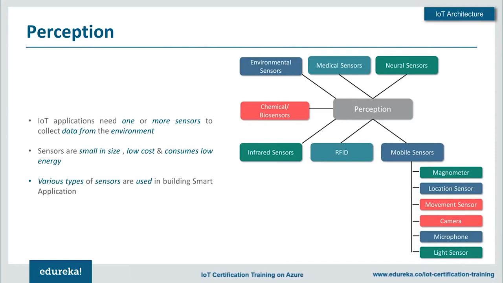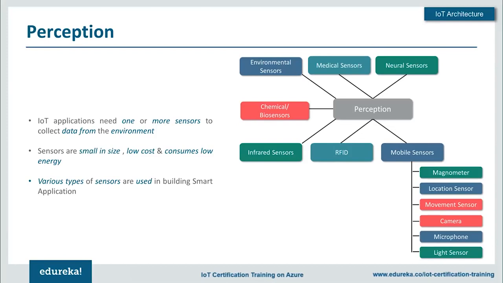Before I talk about the perception layer, what you need to understand is that one of the most important aspects of Internet of Things is context awareness. That is, understanding the change of environment is very important, and this is extremely impossible without the usage of sensors. Sensors in themselves are very small in size, cost very little, and at the same time, consume very little power. Again, there are various constraints such as battery capacity and ease of deployment, but let's not go into them.